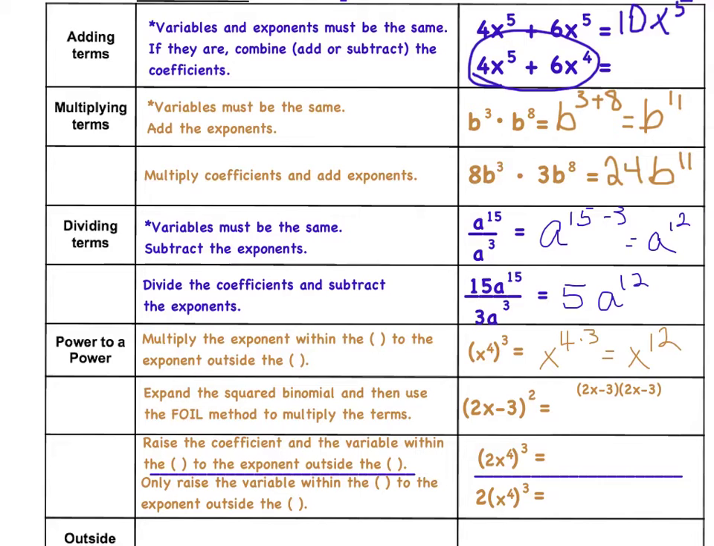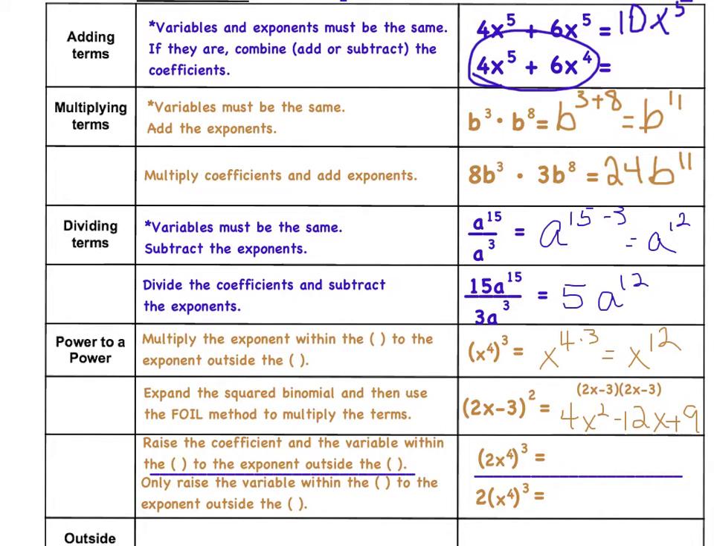So we have 2x times 2x, which is 4x squared. And then our outer terms would equal negative 6x. Our inner terms are negative 6x. So that would be minus 12x. And then our last terms would equal positive 9. So we'll write plus 9.